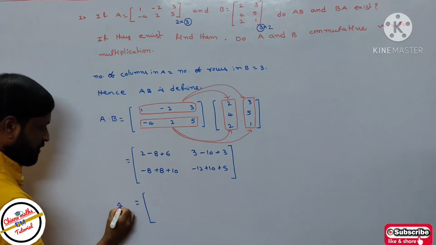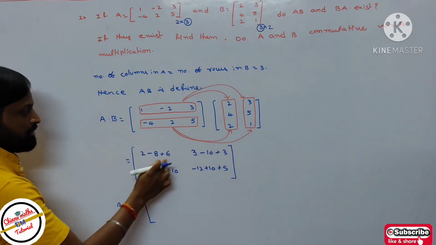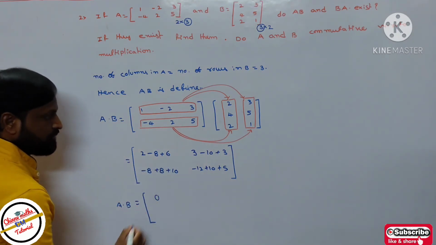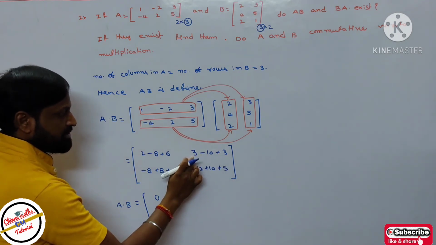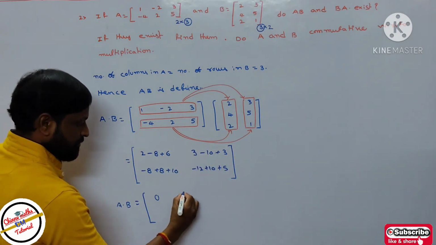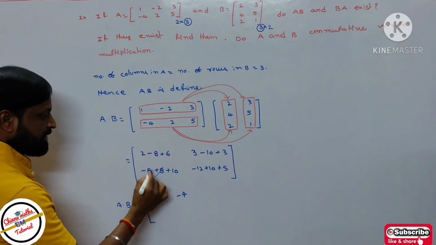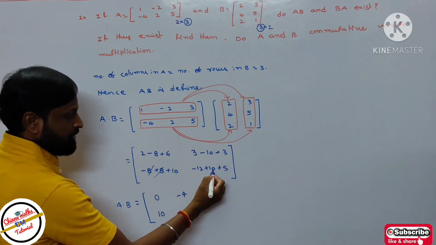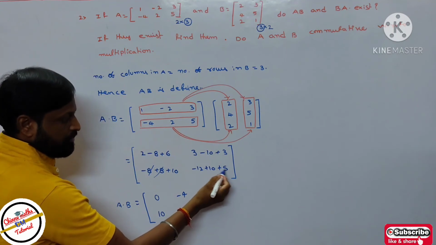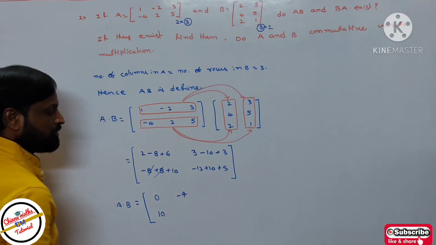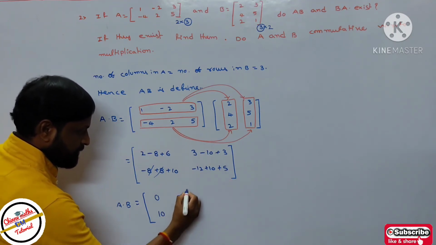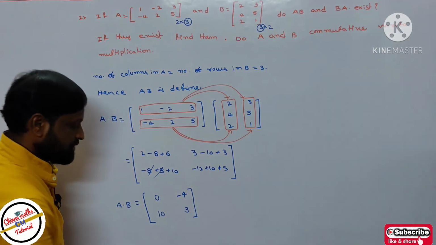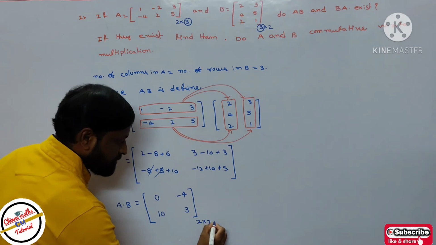So then the product of A into B. Then calculate: 2 - 8 + 6 = 0. Next, 3 - 10 + 3 = -4. Then -8 + 8 cancel out, leaving 10. Then -12 + 10 + 5 = 3. So this is the product of AB. What is the order? 2 rows and 2 columns.